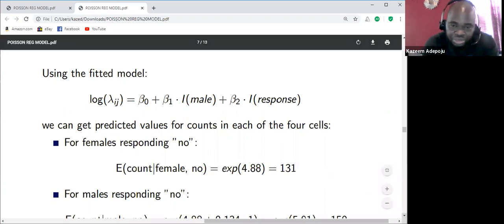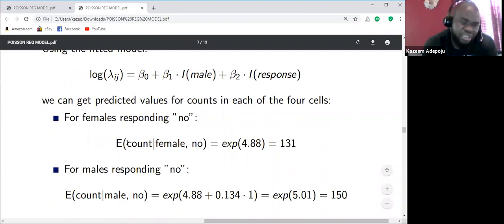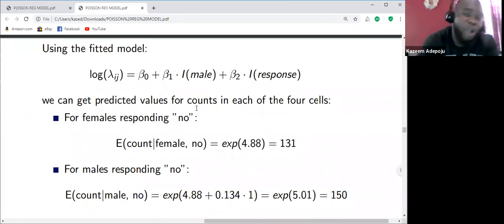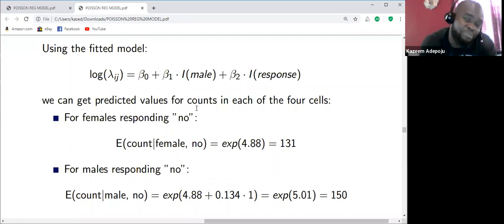If I want to find, for female responding no, what is the predicted value for count? Count is like how many women will respond no. So it's going to be the expected count given female, no. And for female and no, we said 4.88, and we're going to take the exponential raised to the power of that, like when we did the logistic regression. The exponential raised to the power of that will be 131.